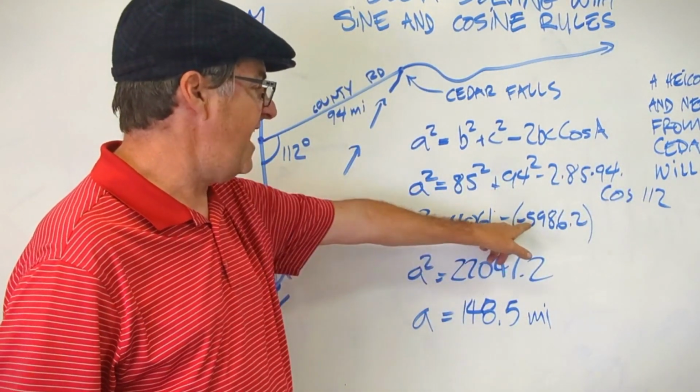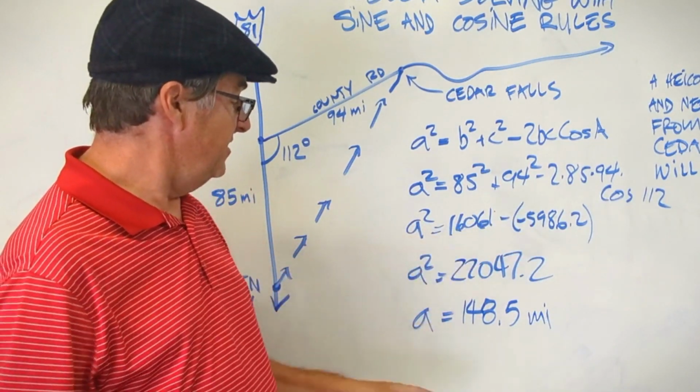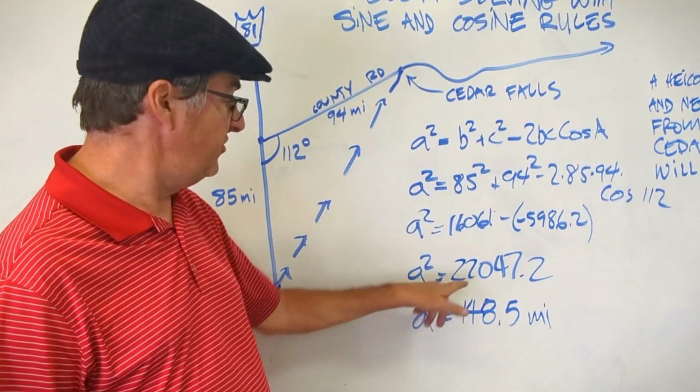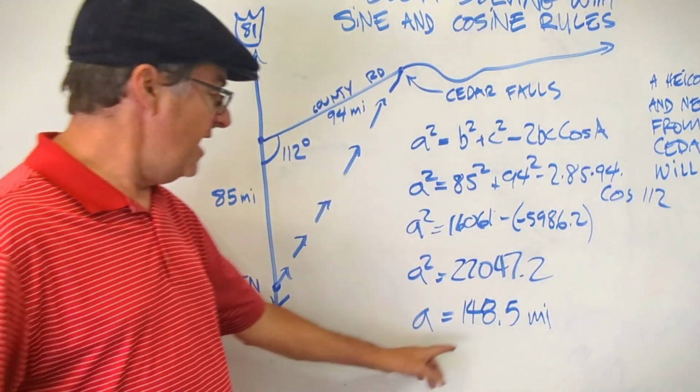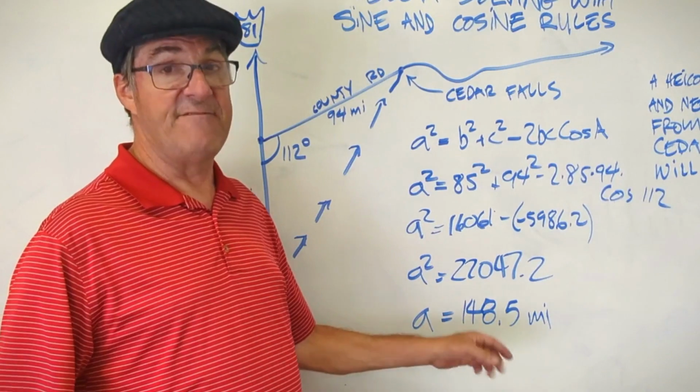I'm going to subtract that. I've got two negatives, so I'm adding. So I get now my a squared equals 22047.2. Take the square root of that, and my a is 148.5 miles.